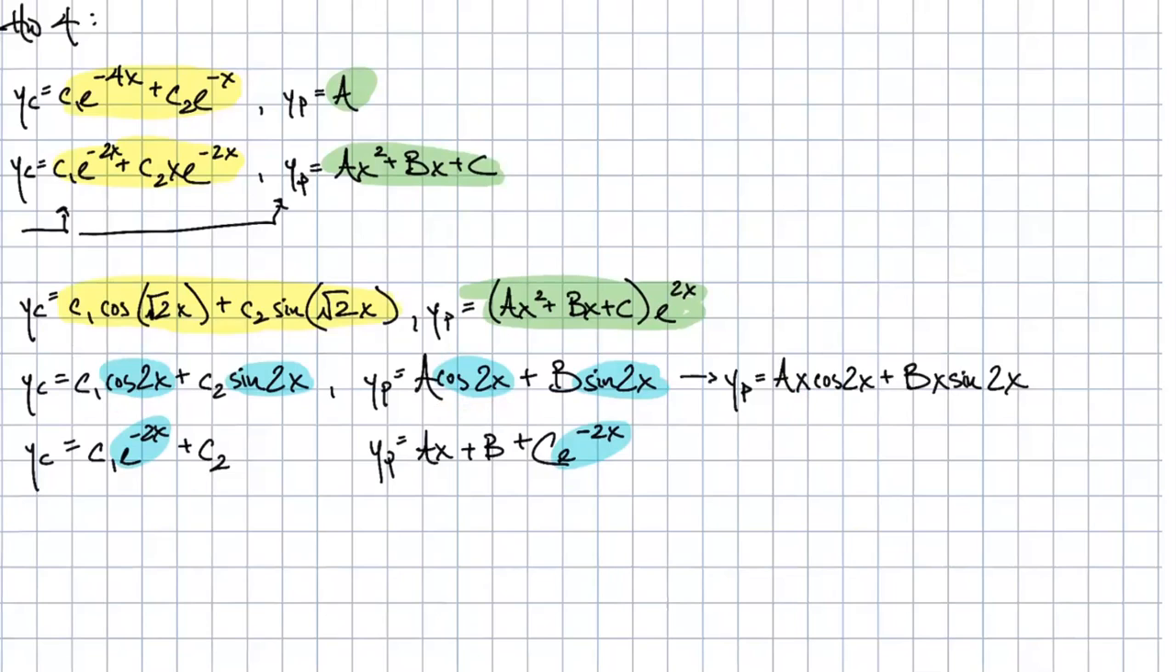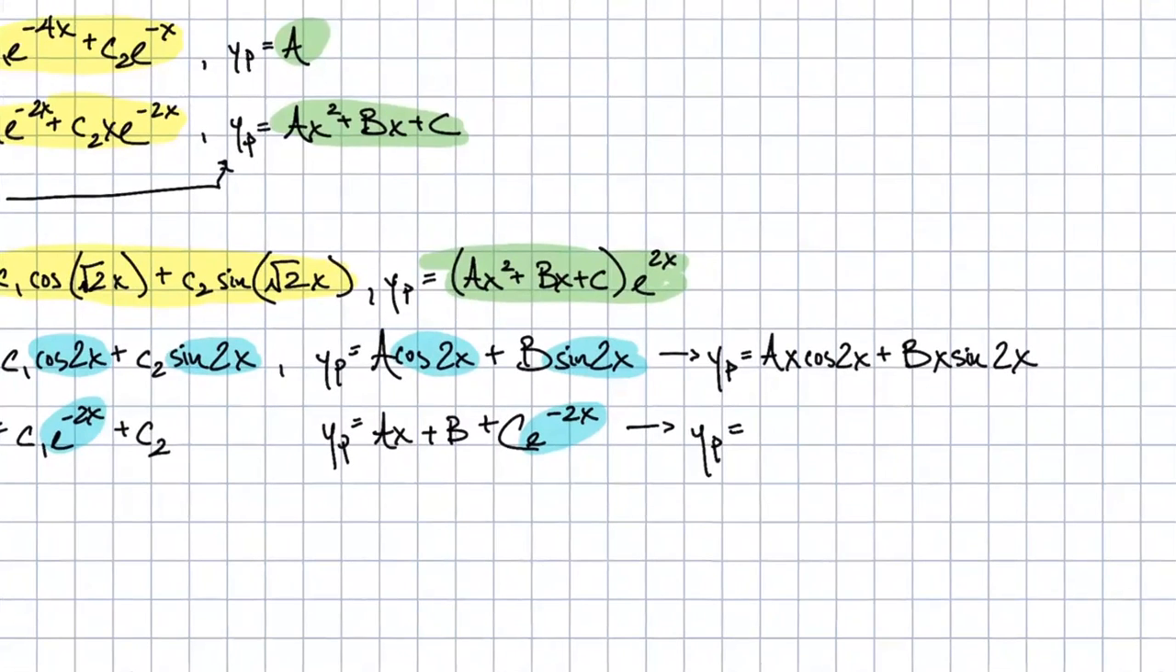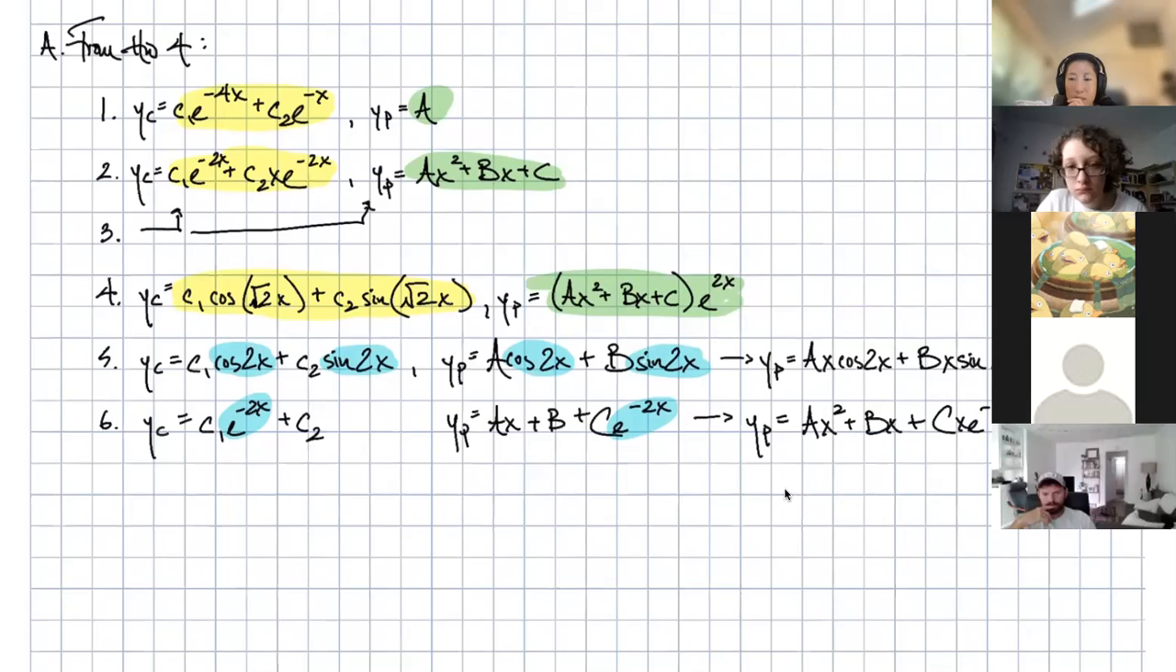And similarly, if we look at number 6, this was not the y sub p that you should have used. If you tried this one, you also ran into some problems. And the problems are caused because this e to the negative 2x is duplicated in your y sub c. And so since it's just e to the negative 2x, let's go ahead and try multiplying that term by the x, right? So we've got ax squared, because now I multiply that one, plus bx plus, now it's cx e to the negative 2x, and it no longer matches what's in the y sub c. All right. So does that make a little bit more sense about why we multiply through?